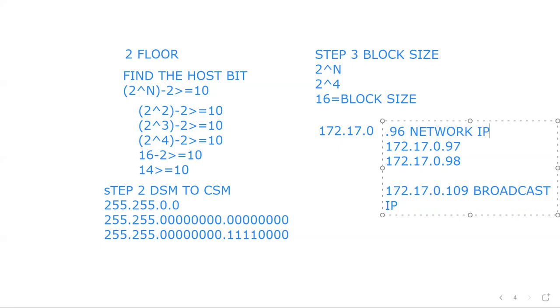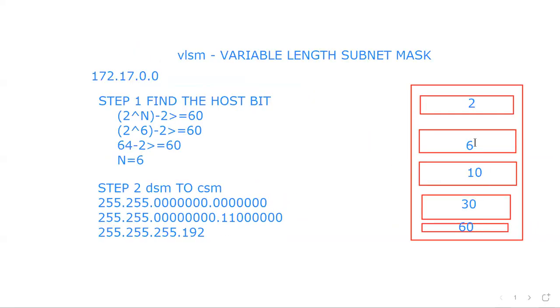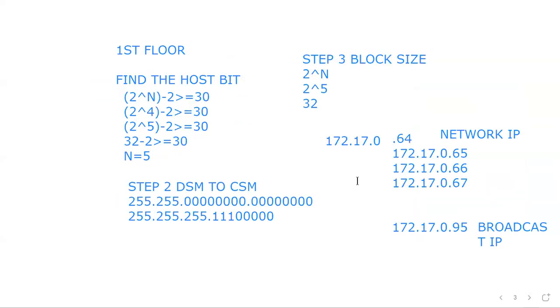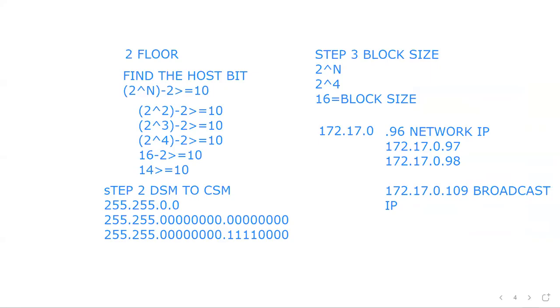Sorry. Okay. Then for the third floor, same steps we will do. 6 and 2 are for the other floors. This is for the ground floor, first floor, second floor, third. And on the third floor, we have to assign 6.